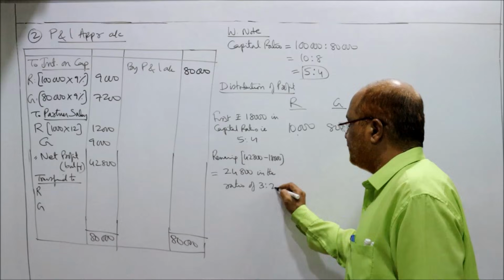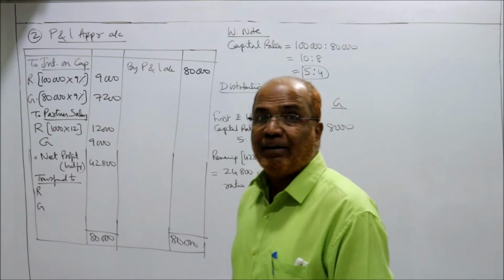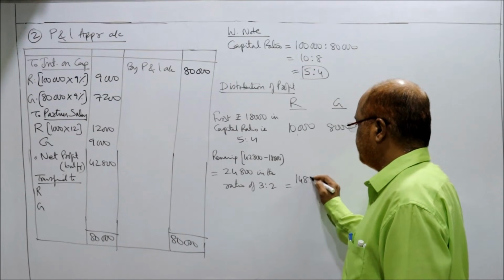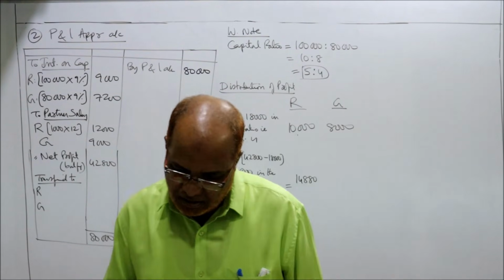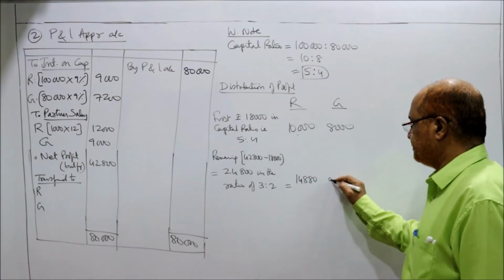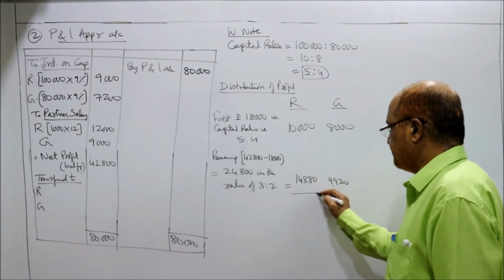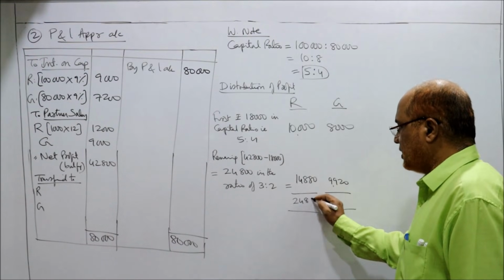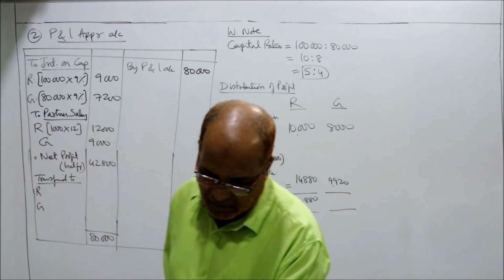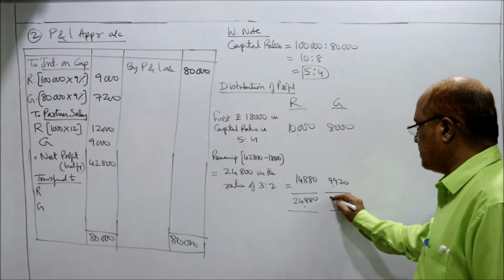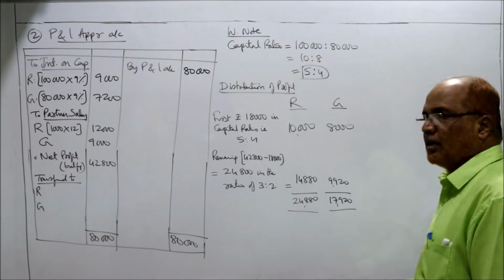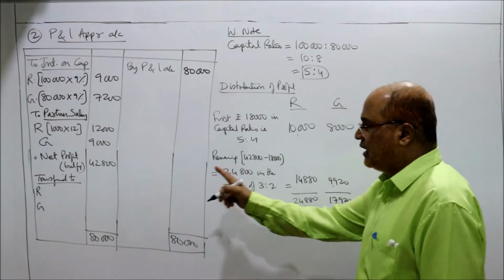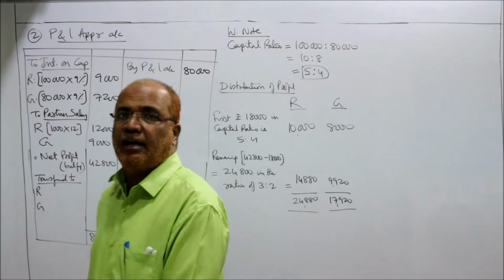In the ratio of 3:2. 3 by 5, 2 by 5. 14,880. And here we get 9,920. Now total 24,880. And here 17,920. If you add up this 24,880 plus 17,920, definitely you will get 42,800.